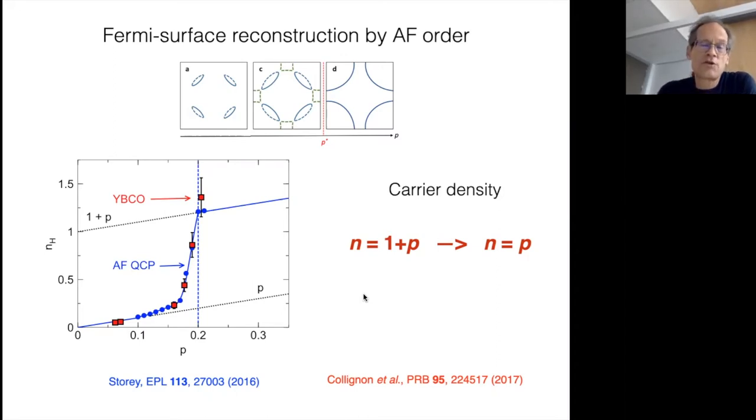So one question one might ask is: is it possible that short-range antiferromagnetic correlations could produce, in the transport properties, something that looks like long-range order? That's one of the questions being investigated in the field at the moment.